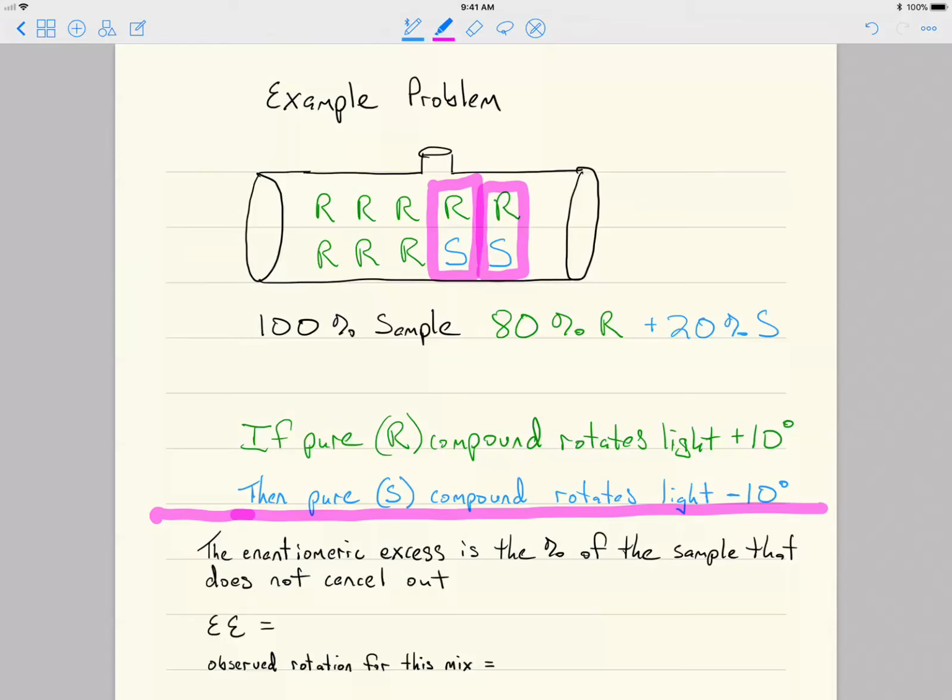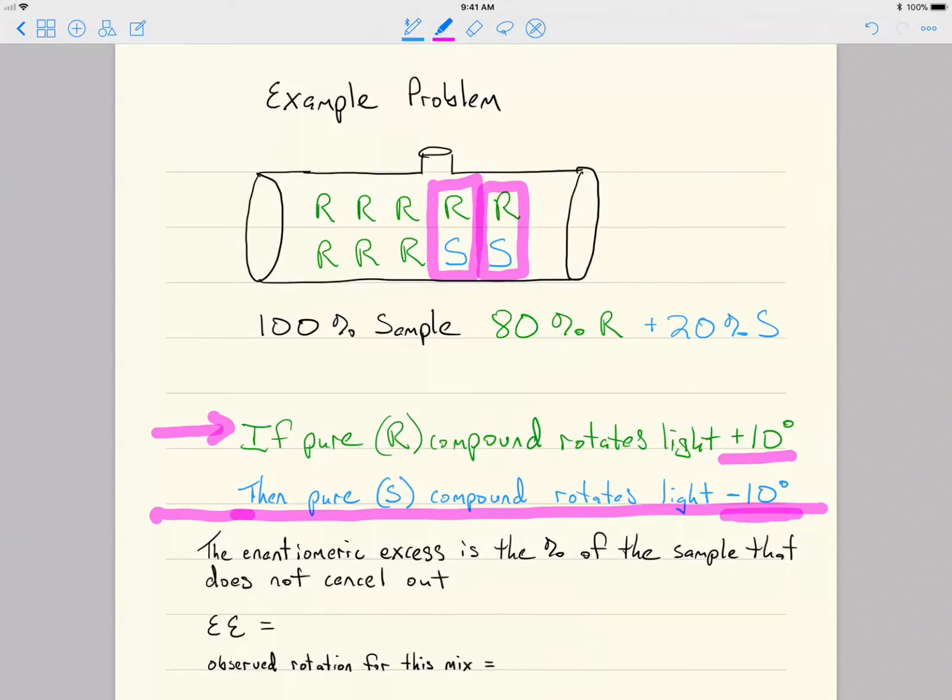So let's go through some numbers to understand how this works. So if I looked up the specific rotation of just the R compound, I could find out that it rotated light plus 10 degrees. Okay? That means that then the pure S compound would have rotated light minus 10 degrees. The exact same amount, but in the opposite direction. So what will this 80-20 mix rotate light? Well, that's what the enantiomeric excess is.